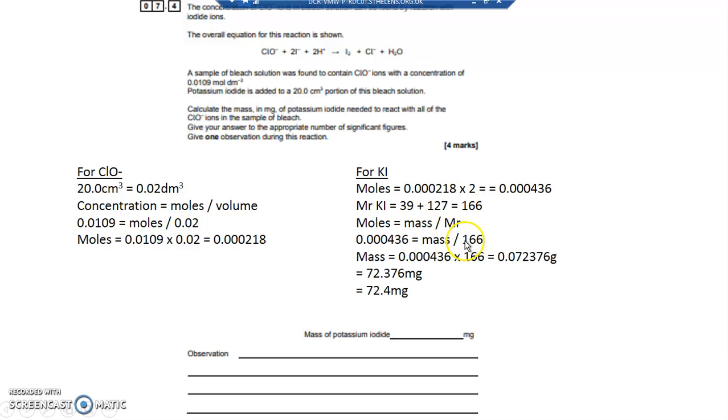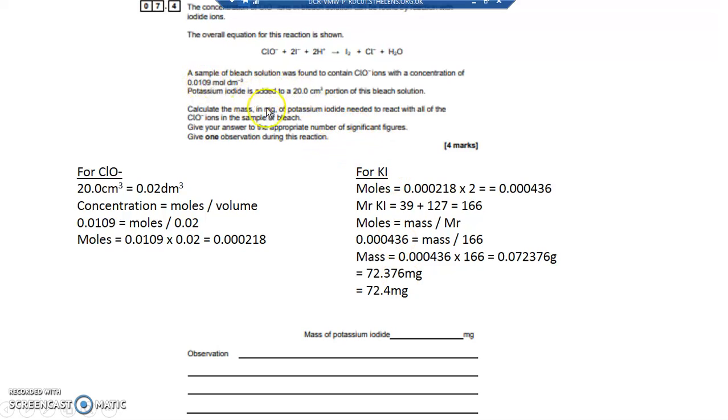Equals the mass divided by the Mr. Multiply these two together, I've now got the mass, 0.072376 grams. I might have to round that to fewer significant figures in a minute, grams of potassium iodide. It wants it in milligrams, so grams into a lower unit value of milligrams, then I multiply by 1,000, it equals 72.376. Appropriate number of significant figures.